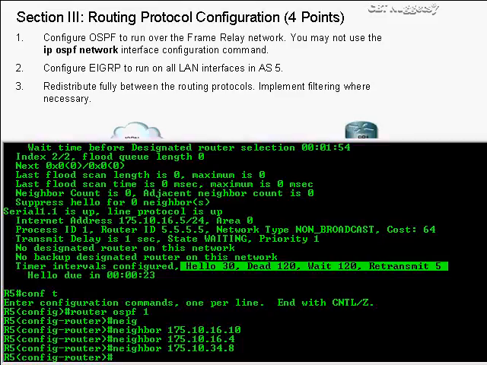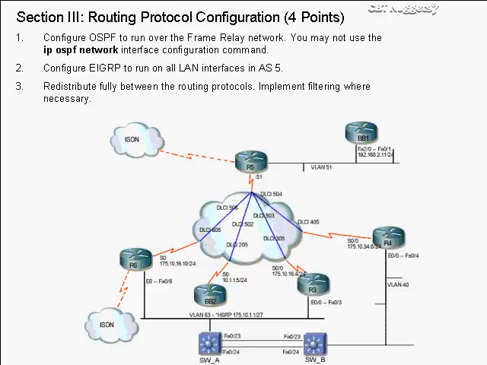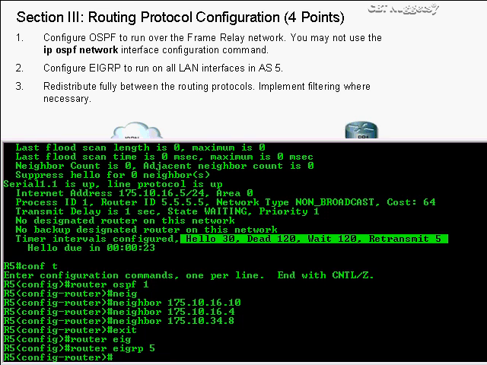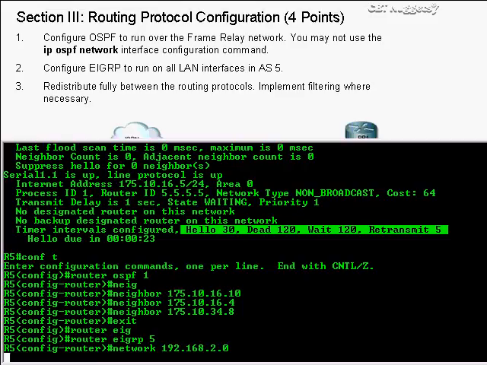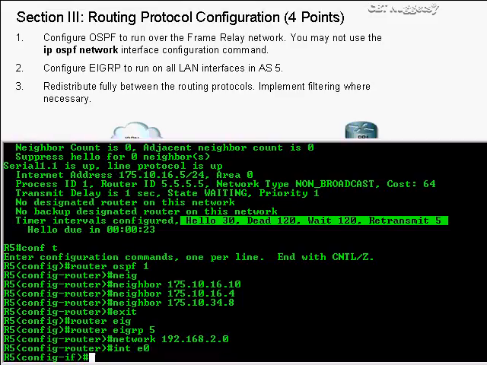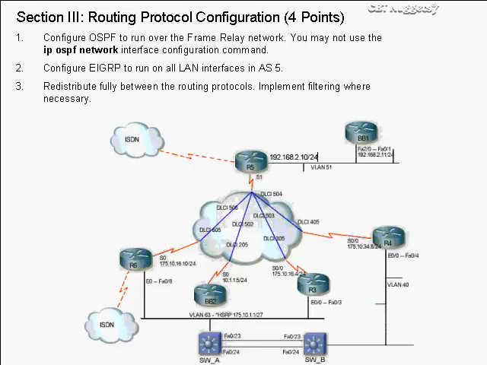We'll do router EIGRP 5. And I didn't assign an IP address to this interface, so let's go ahead and do that right now. I'll say for router 5, this will be 192.168.2.10/24 to be compatible with that other side. I'll say network 192.168.2.0. So I now have EIGRP running on that network. Interface Ethernet 0 is on this router, and I'll do an IP address 192.168.2.10.